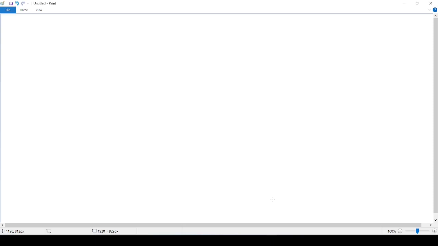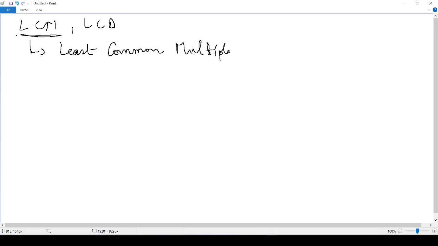Our new topic is LCM and LCD. So, we will begin with LCM. LCM stands for least common multiple. And we can only find the LCM of more than one number, meaning we can only find the LCM for a set of numbers.